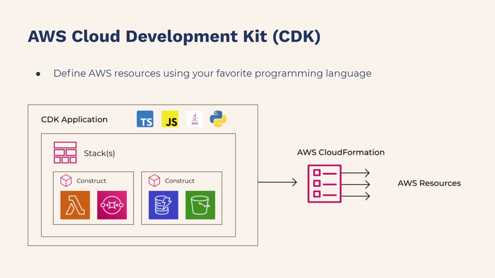So once you've created your CDK application, you're essentially going to have CDK automatically generate a CloudFormation template for you using your CDK infrastructure code. And then it's going to basically translate that CloudFormation template into AWS resources just like CloudFormation does by itself.